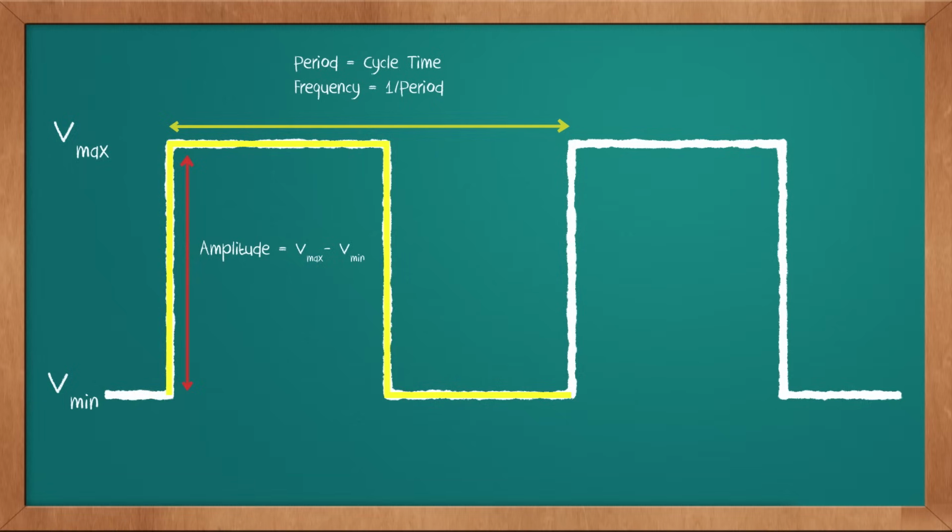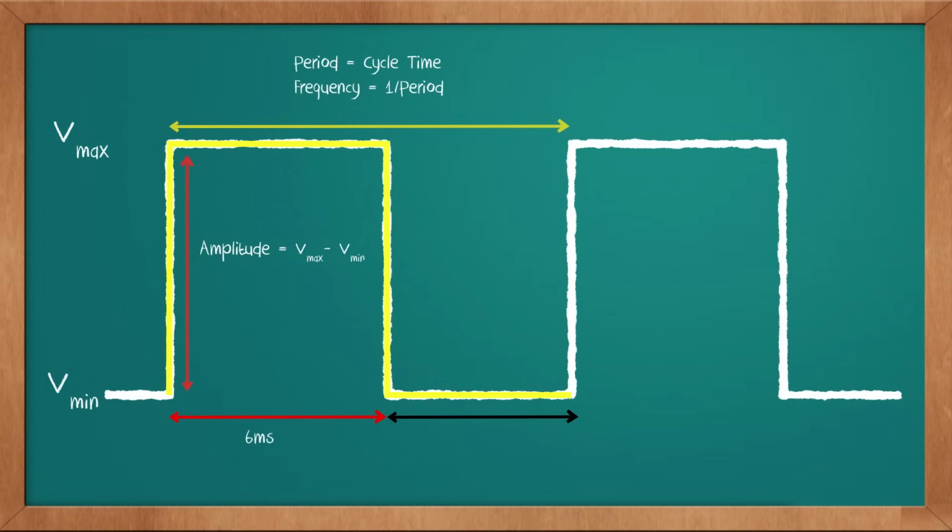A very important concept in PWM is the duty cycle. The duty cycle represents how much of the period in which the signal is high. In our wave, the signal here is high, and here is low. To calculate the duty cycle, you need to know how much of the period the signal is high.